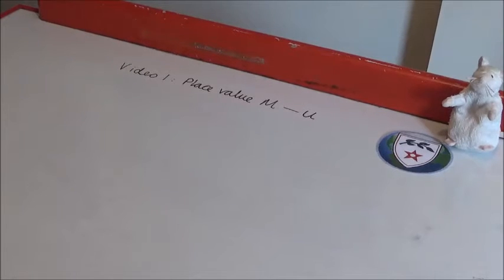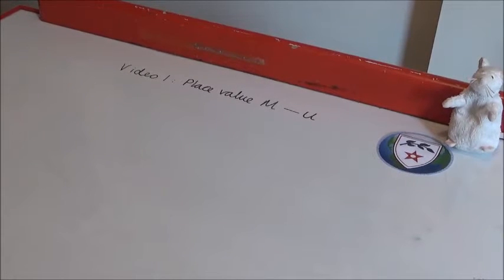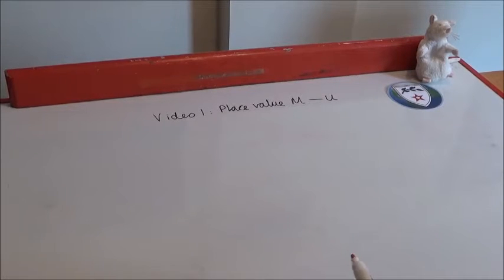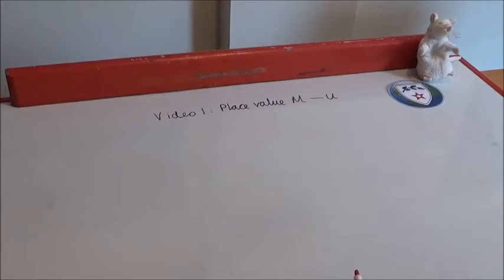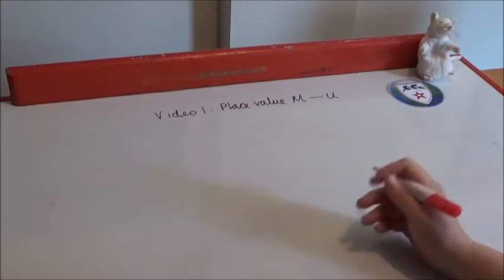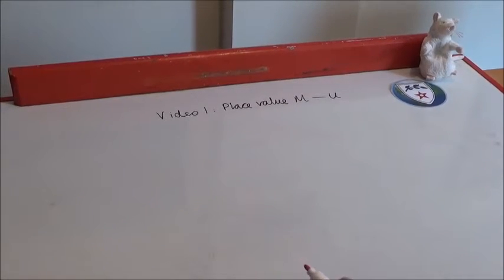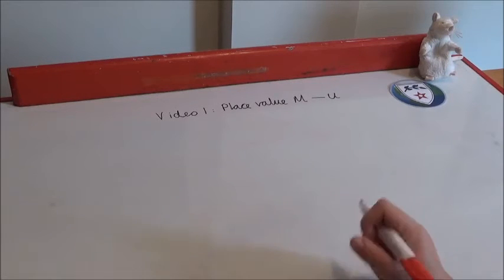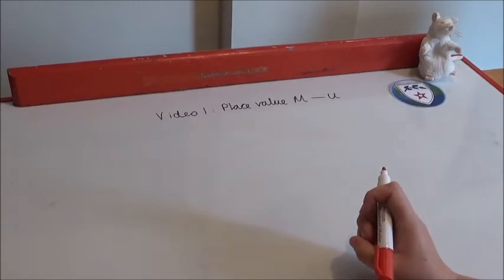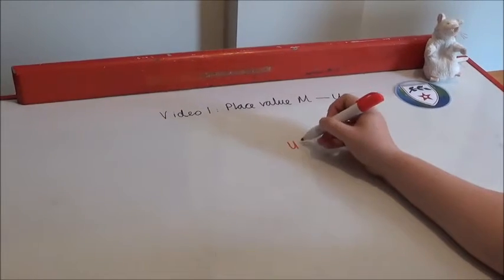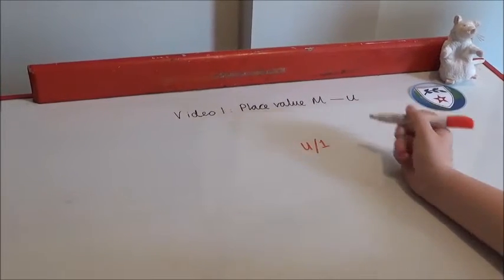Video 1, place value from units to millions. The Western number system is a base 10 system. That means that every time we get 10 of something, we move it along to the next place value position. Sounds confusing, but we're going to go through it and actually draw it out so it makes a bit more sense to you. So we start off with a unit. Sometimes we also call this ones as well.